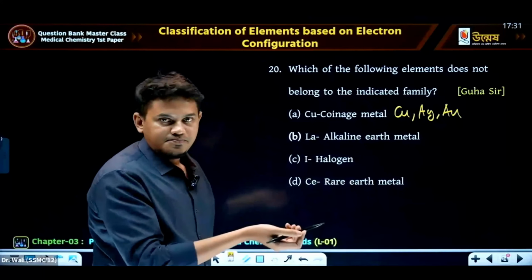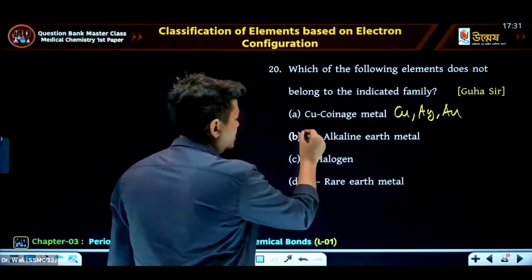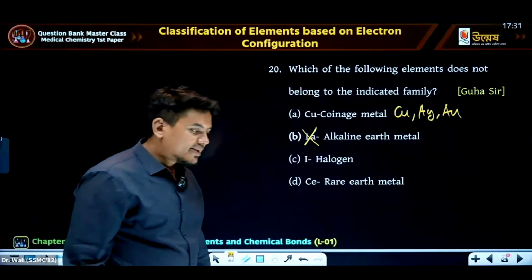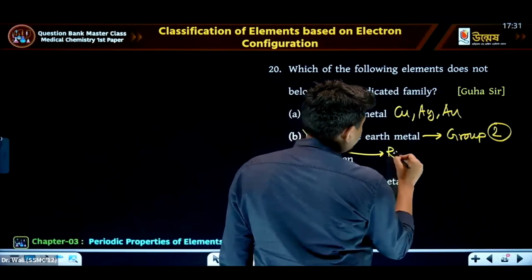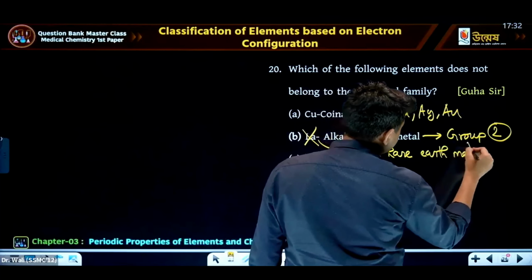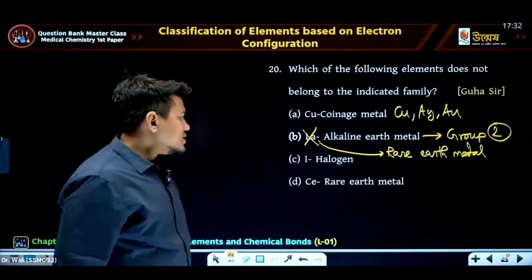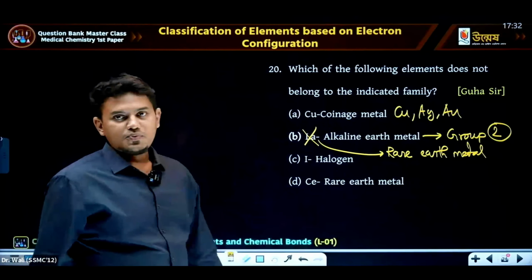Next, lanthanum, alkaline earth metal. No, actually lanthanum is not within the alkaline earth metals. Alkaline earth metals are group 2 elements. Rather, lanthanum can be stated as a rare earth metal. So it is an interesting question that many of you might fail to answer correctly. Iodine is within the halogens. Cerium is also within the rare earth metals.